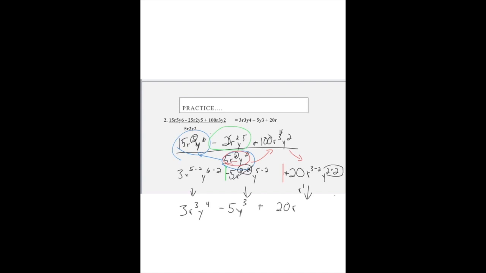And then in this situation, we have 2 minus 2, which of course equals 0, so this eliminates and the y is taken out. So then our final number for this entire situation, our final polynomial, ends up being 3r cubed y to the 4 minus 5y to the 3 plus 20r. Again, remember to take it piece by piece, one step at a time.